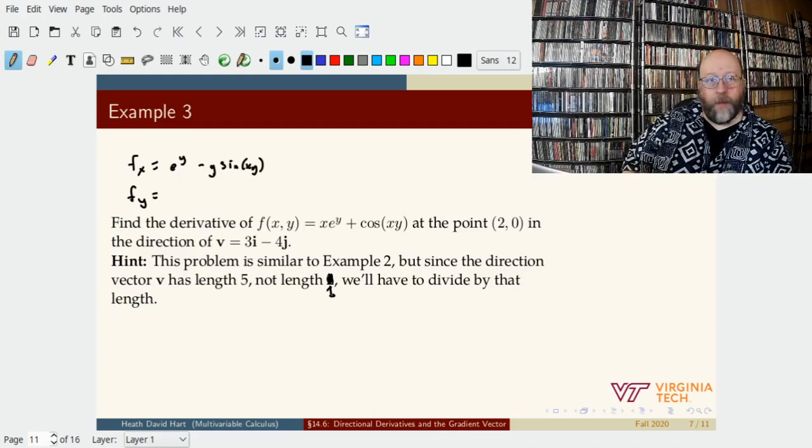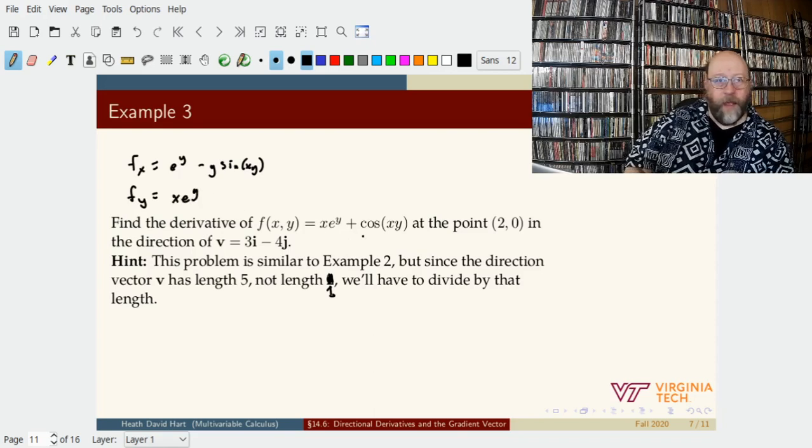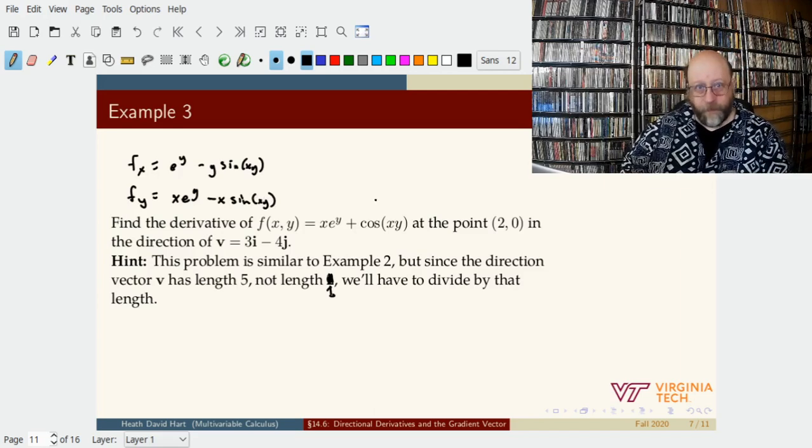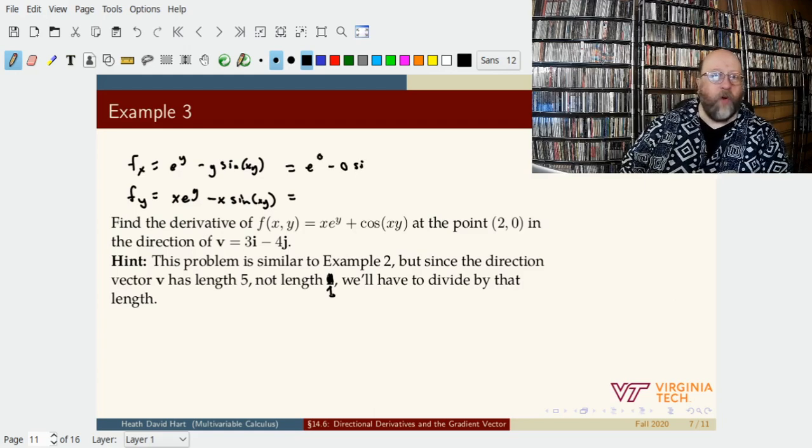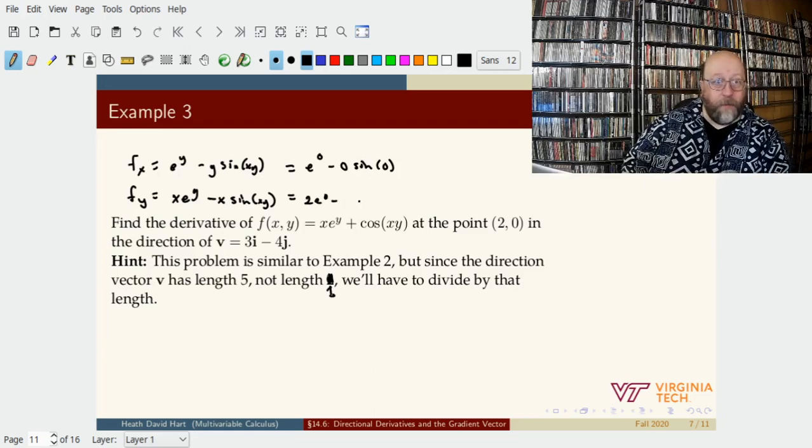And then we multiply it by y. Then the derivative in the y direction, the derivative of x e to the y is still x e to the y. The derivative of cosine becomes negative sine, but this time we multiply by x. And since we're at the point (2, 0), this is e to the 0 minus 0 times the sine of 0. And this is 2 e to the 0 minus 2 times the sine of 0.